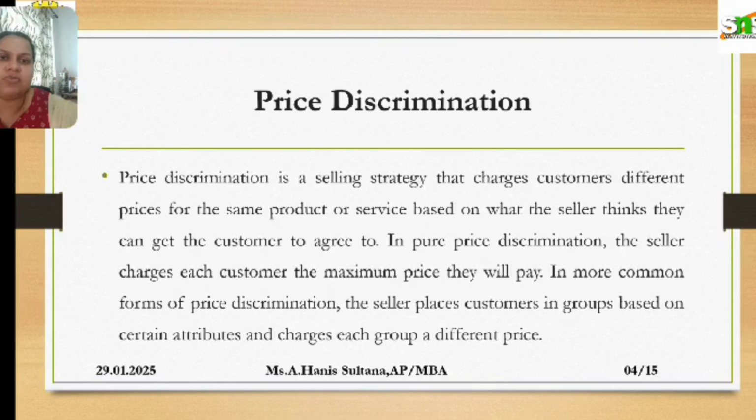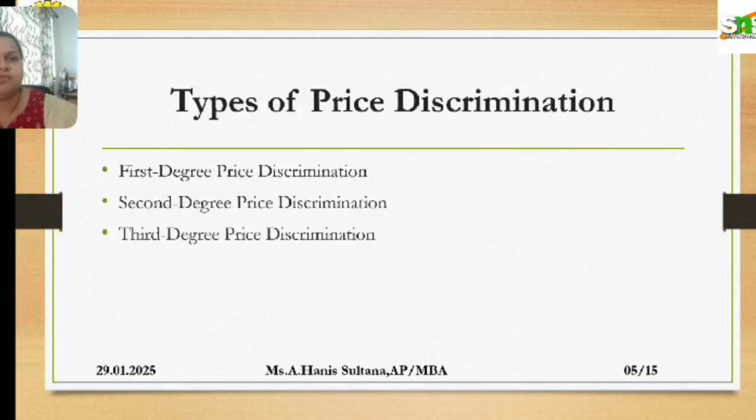In more common forms of price discrimination, the seller places customers in groups based on certain attributes and charges each group a different price. Based on the customer groups, certain attributes are created. Attributes mean certain conditions or assumptions, based on which each group is charged a different price. Here we have three types of price discrimination: first degree, second degree, and third degree price discrimination.